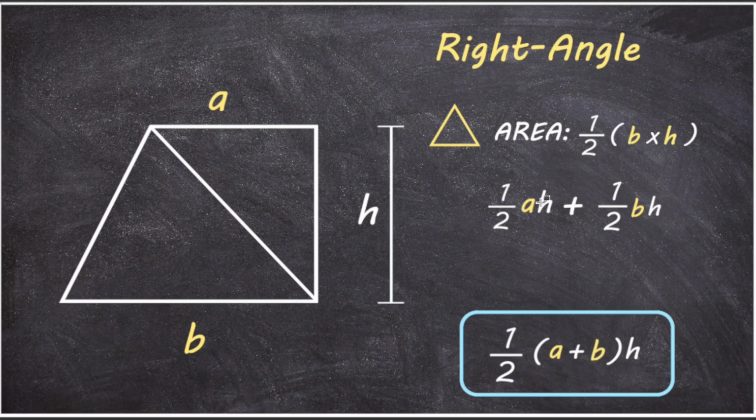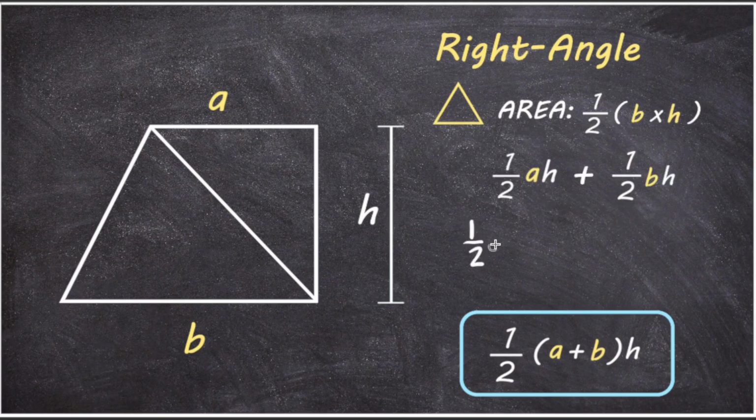Since both of these values have an h in them, we can factor out the h. And that's going to give us half a plus half b, that's in brackets, multiplied by h. But both values are multiplied by half, so we can factor out the halves as well. And if we do that, the half comes out of the brackets and leaves a and b inside the brackets. And that gives you the formula we said finds the area of a right-angled trapezium. And this simple process works for all the variations.